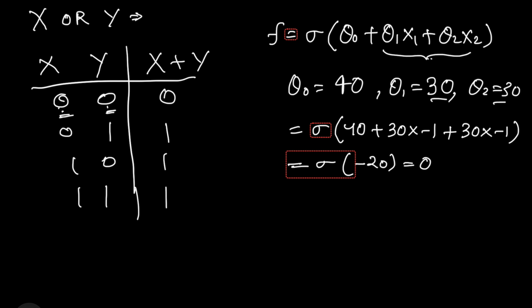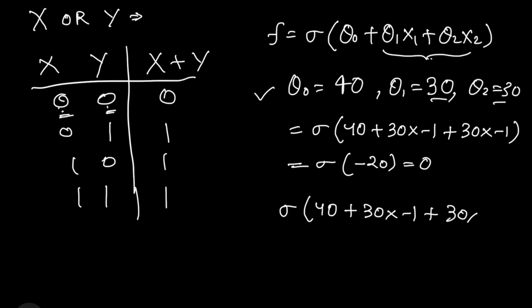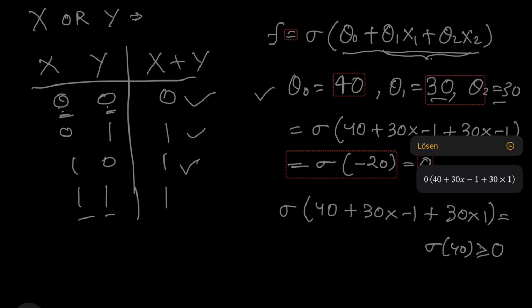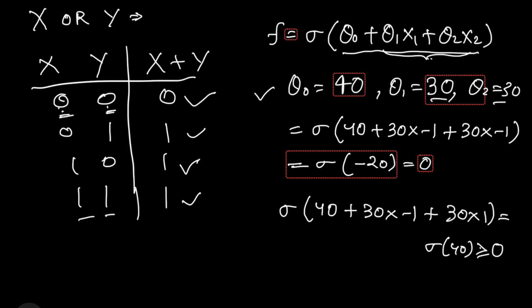So this works. What about the second case? Well, for the second case, if I take sigma of 40 plus 30 into minus 1 plus 30 into 1, which is again sigma of 40, which is greater than or equal to 0. Similarly it works for this, right? What about 1 1? Well, if everyone is positive, the output would also be positive. That means this combination also works.